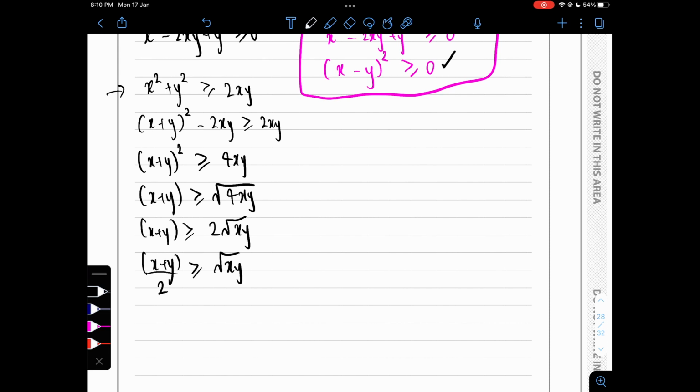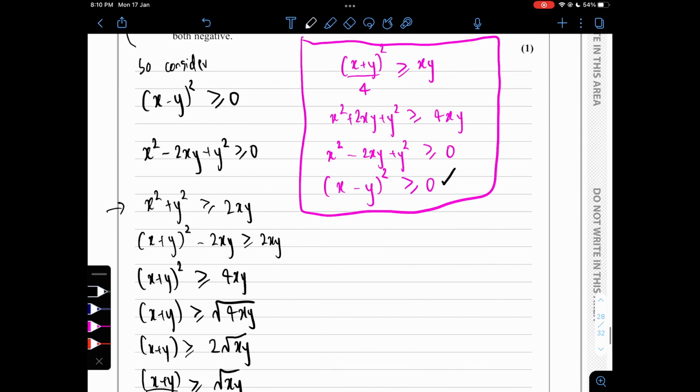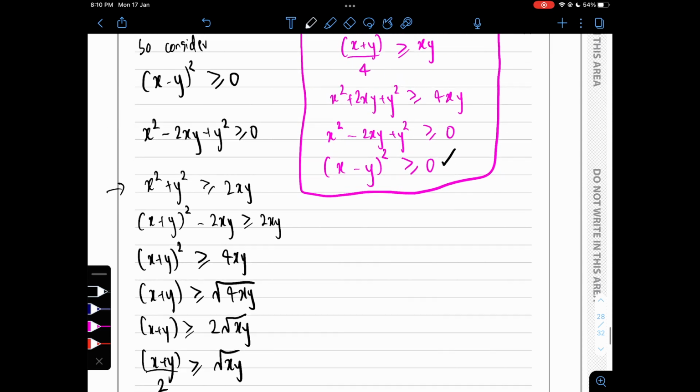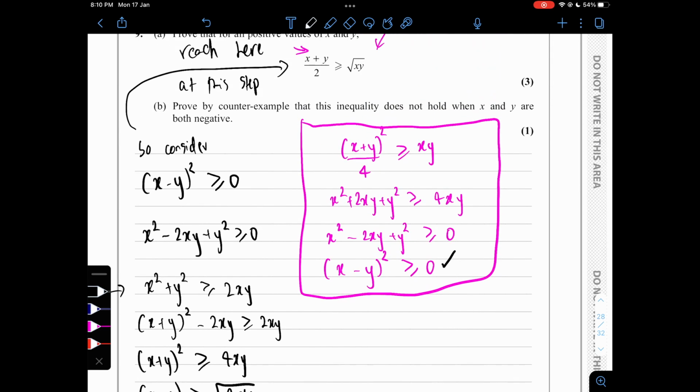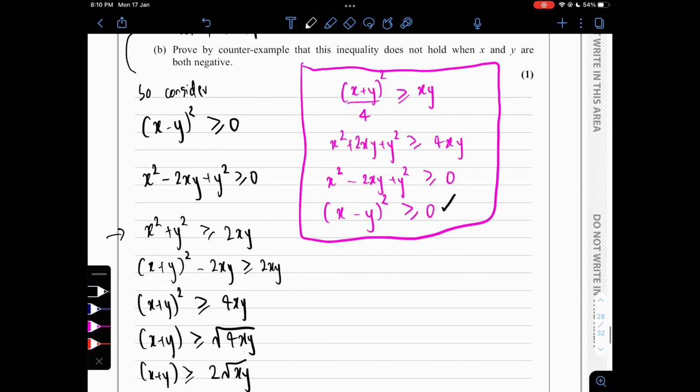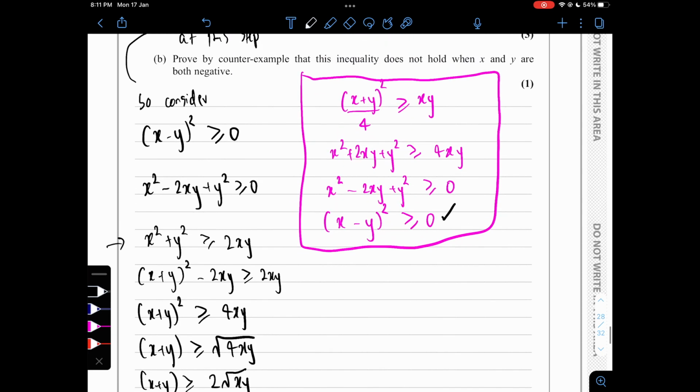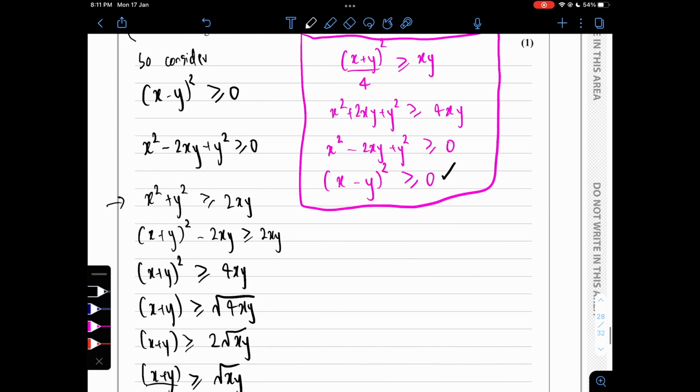So this is what we actually write. We write what we wrote in black. This is working out, so we know what to write. Okay, so this is how we get to the answer. Let's move to part B.